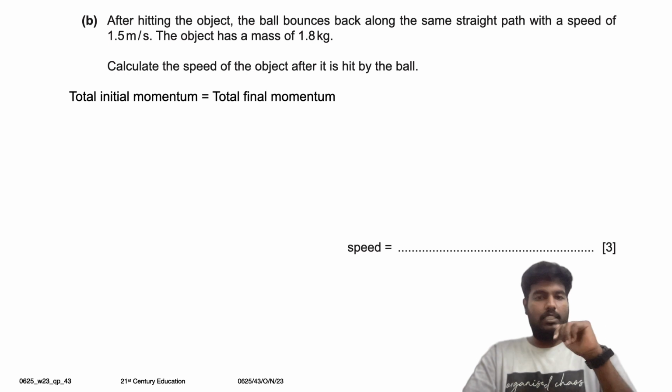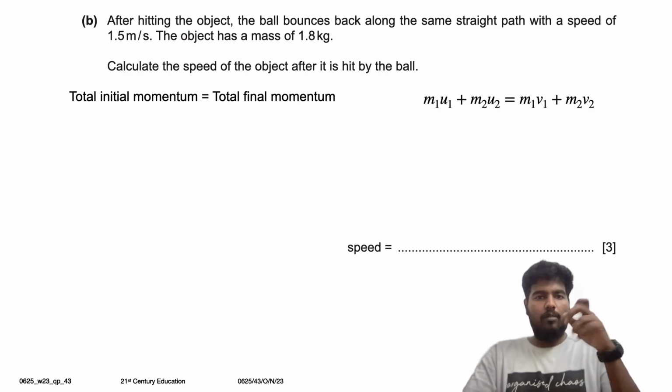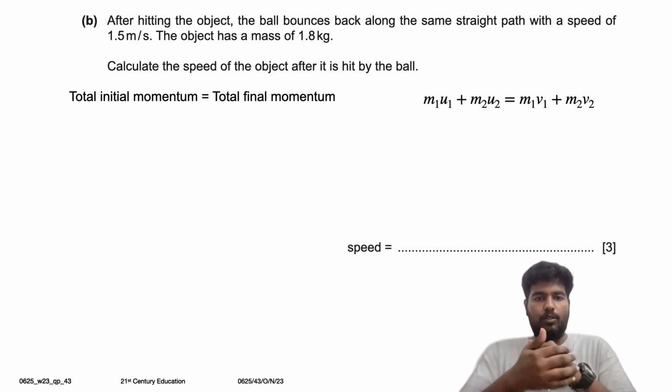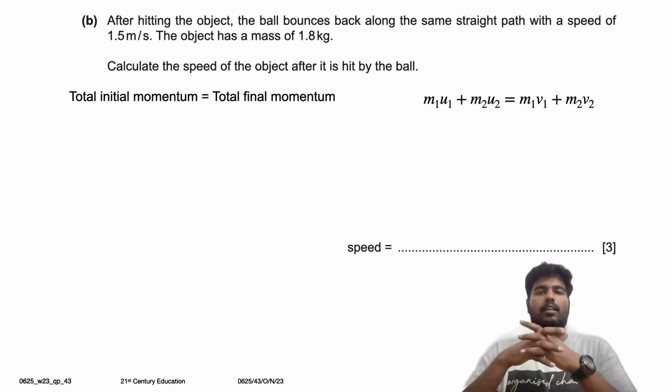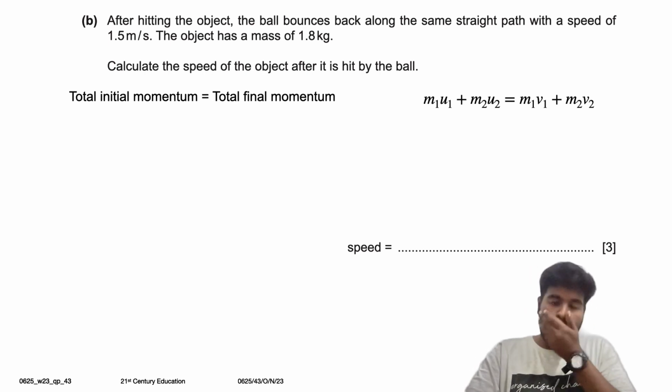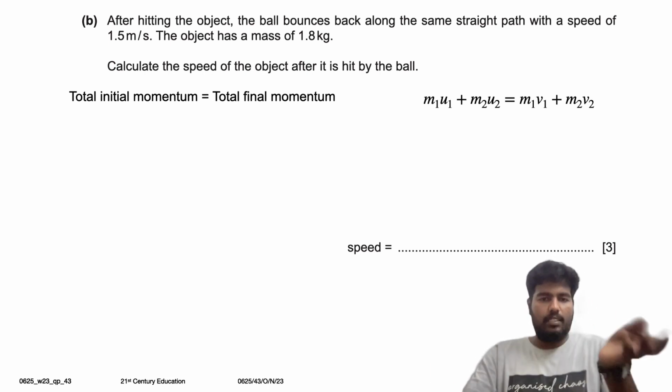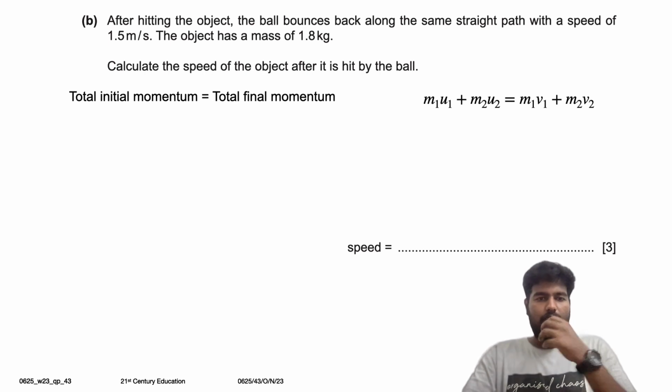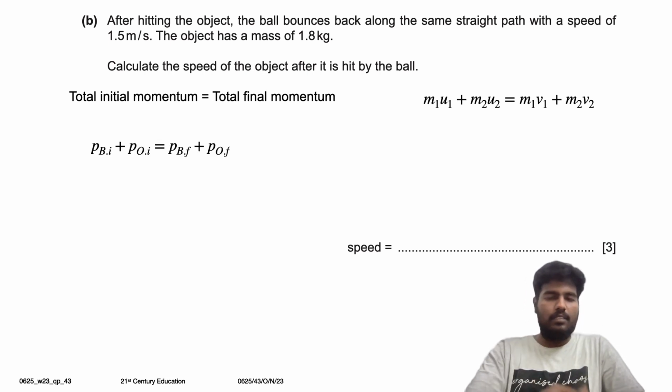So we can form this equation: m1u1 plus m2u2 equals m1v1 plus m2v2. m1 means mass of the ball, m2 is mass of the object. u means initial velocity, v means final velocity. So u1 and u2 are the initial velocities of the ball and the object, v1 and v2 are the final velocities of the ball and object. m1u1 we have found in the last part.